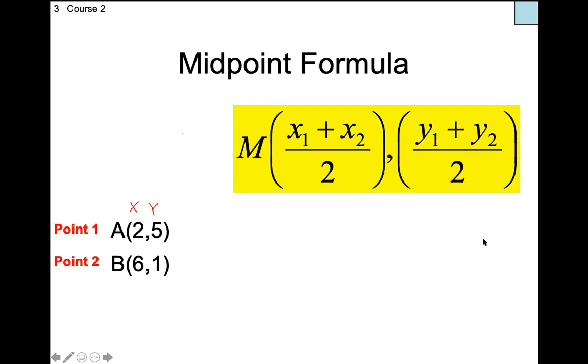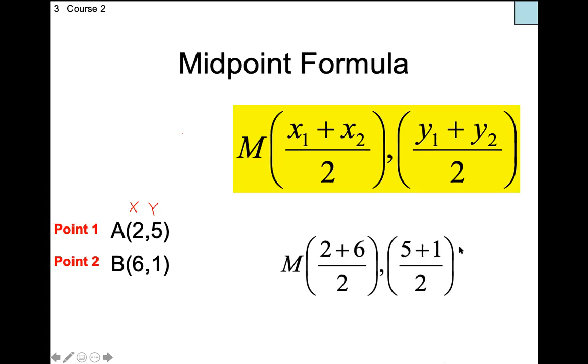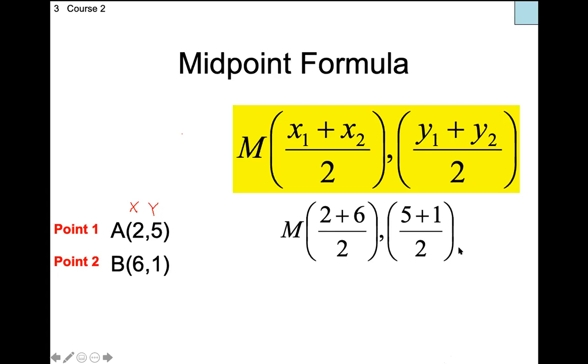2 plus 6 divided by 2, and then 5 plus 1 divided by 2. Killed it. Good job. All right. And like I said, once you do a couple of these, you see the pattern. It looks impressive for someone that doesn't know how to do this, but the reality is it's just a simple thing. But you can certainly make a mistake if you don't follow the correct pattern.